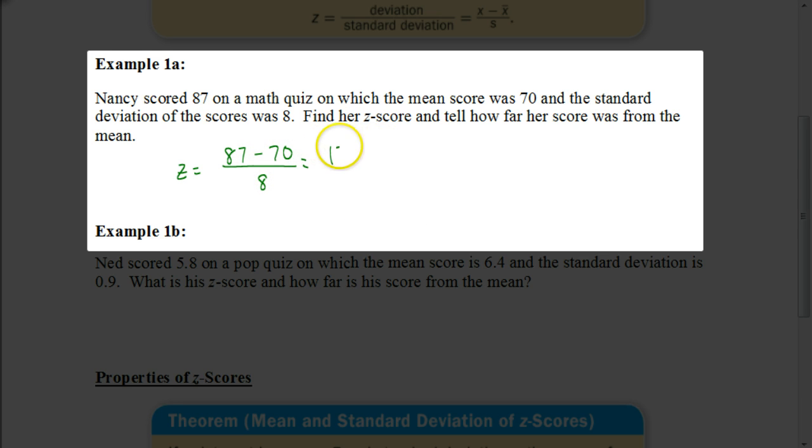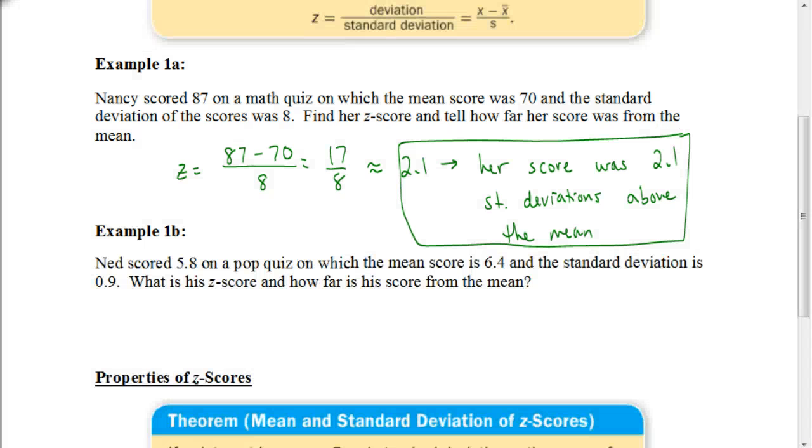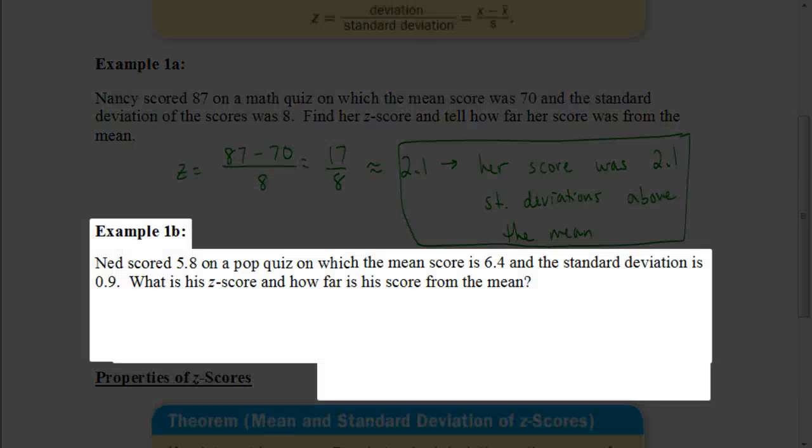When you take 17 divided by 8, we get approximately 2.1 as our answer. So here's what that means. This means that her score was 2.1 standard deviations above the mean. And that's your answer. So why don't you try this now for Ned, who scored a 5.8 in a pop quiz in which the mean score was a 6.4 and the standard deviation was 0.9. Figure out what his z-score is and interpret that to see how far his score is from the mean.